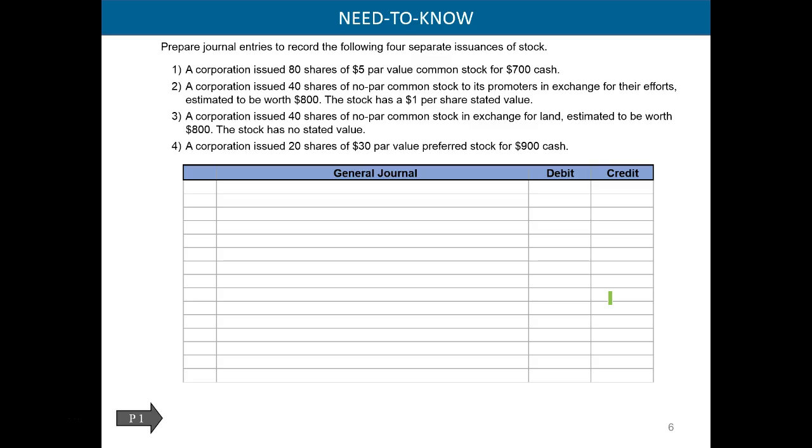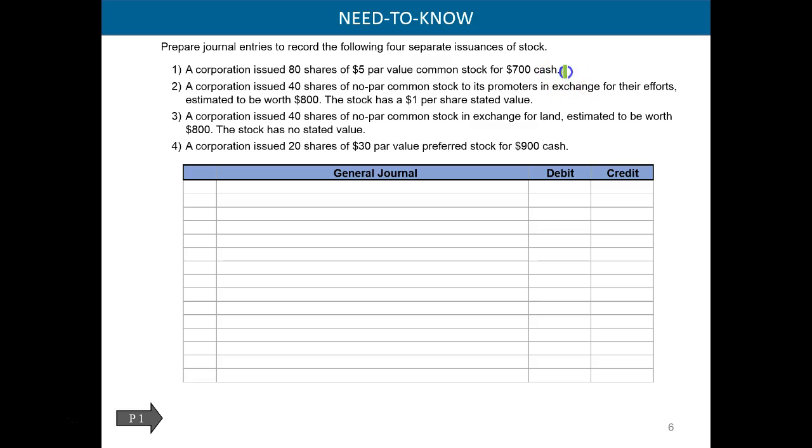So if we look at a couple journal entries, we're going to prepare journal entries to record the following 4 separate issuance of stock to see the types of issuance that could be out there. A corporation issues 80,000 shares, $5 par value common stock for $700.